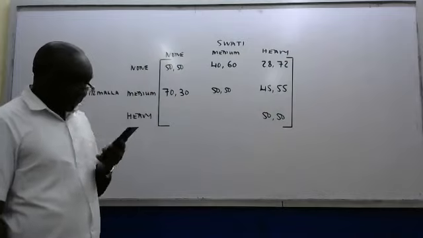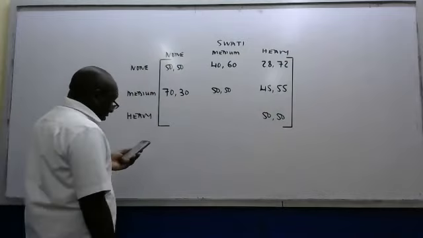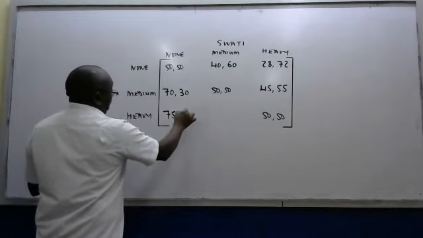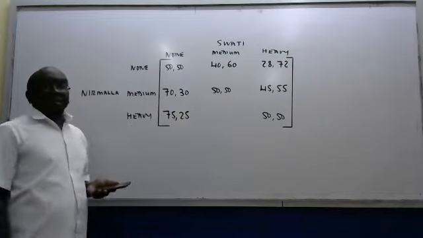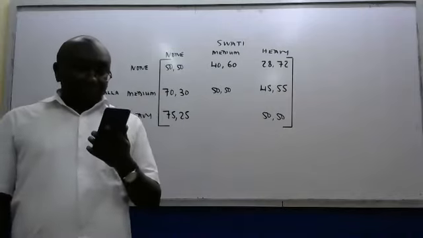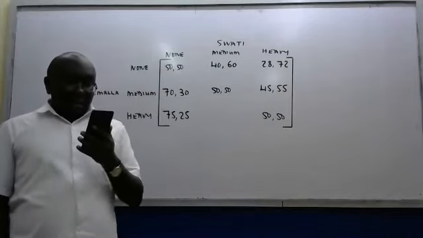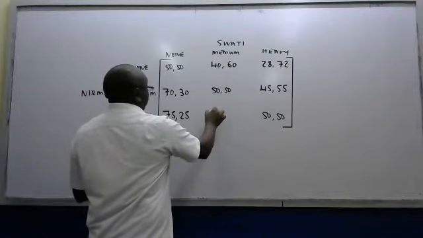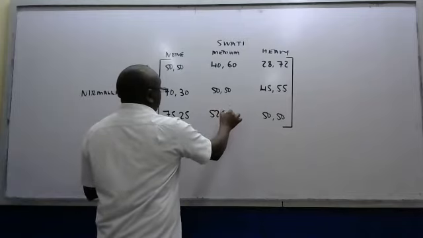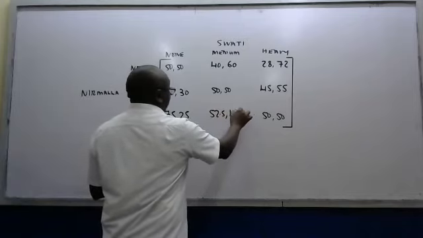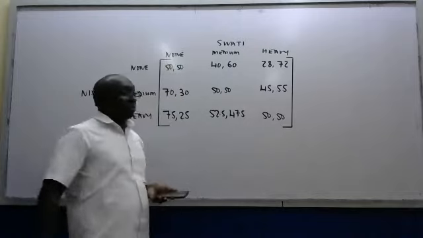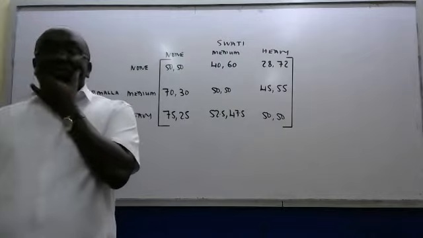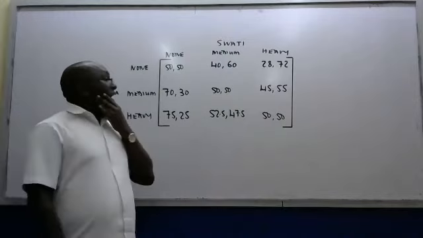Then Nimara, if they go heavy, they will get 75%, or the other one gets 25%. And then here they will get 52.5. That means the other one will get 47.5.